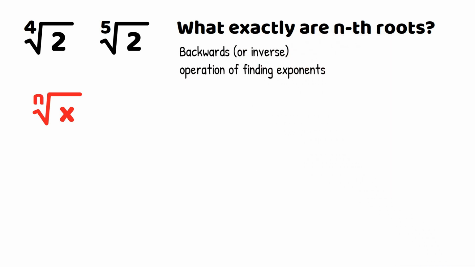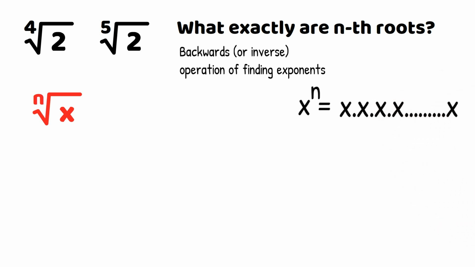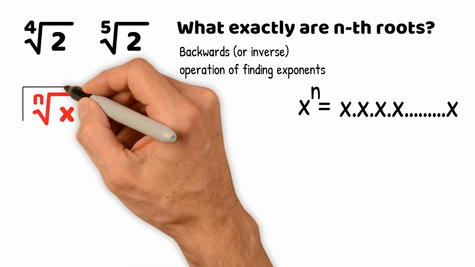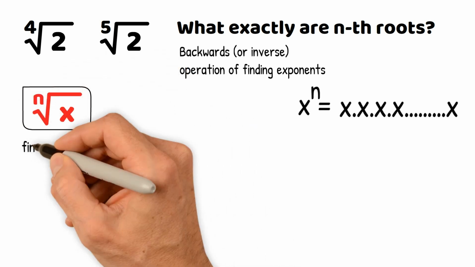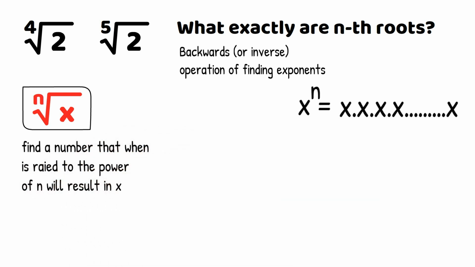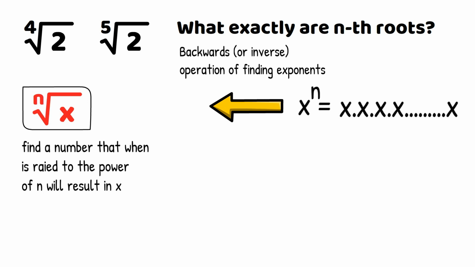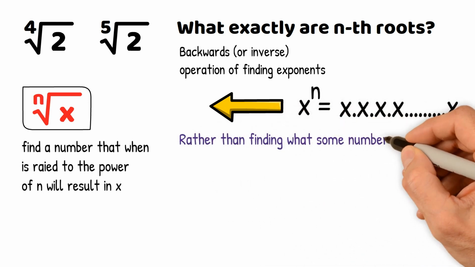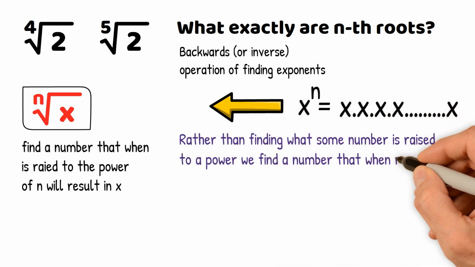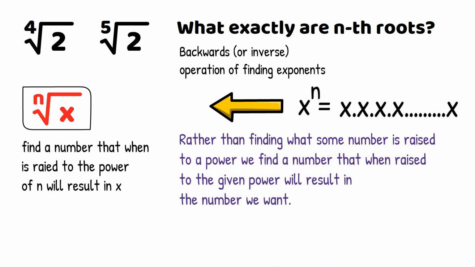The meaning of x to the n power is to multiply x by itself n times, where n is the number of the exponent. The meaning of x to the nth root is to find a number that when it is raised to the power of n will result in x. Thus, we see that the nth roots are in a way the backwards or inverse operation of finding exponents. Rather than finding what some number is raised to a power, we find a number that when raised to the given power will result in the number that we want.